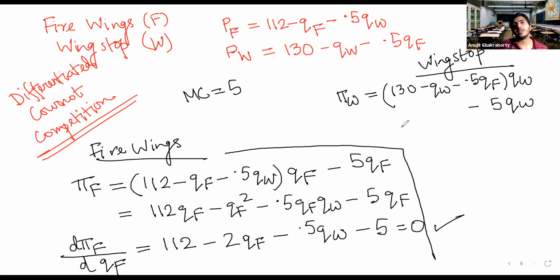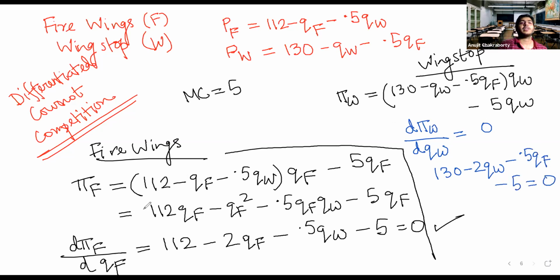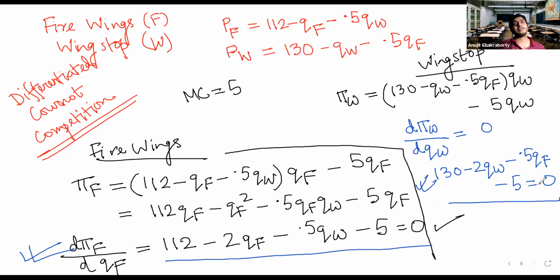Here we go. So then you want to figure out the best response function, which is pi of QW differentiated with respect to the quantity. This has to be equal to 0. If you take the derivative, you're going to get 130 minus twice QW minus 0.5 QF minus 5 is equal to 0. So then you get these two best response functions. One is this one and one is that one. Both of these are equations. That is the first equation. That is the second equation.